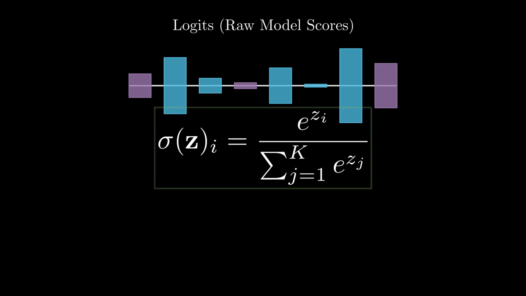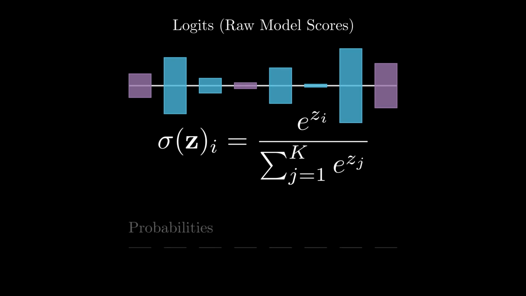Next, we sum up all of these newly exponentiated positive values. This gives us a single total number, a normalization factor. Finally, we divide each individual exponentiated score by this total sum. This normalization step is what guarantees that the final output values will all add up to 1.